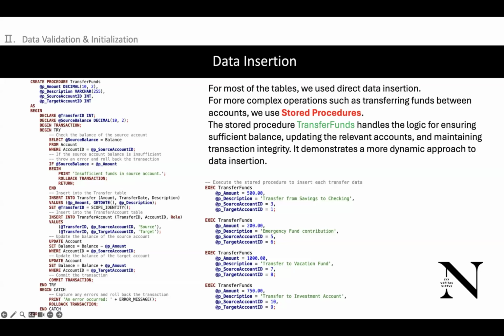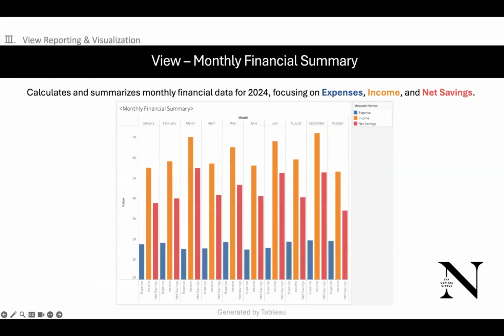Next, we will move on to the view section of the database. The first view we made is monthly financial summary. We use Tableau to visualize the data, so it'll be easier to understand monthly trends in expense, income, and net savings. As we can see from this picture, the blue color represents expense, the orange one is income, and the red one is net savings.